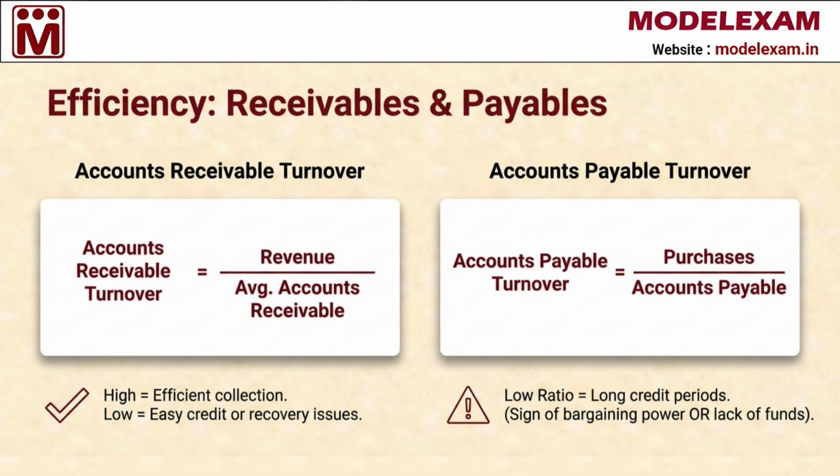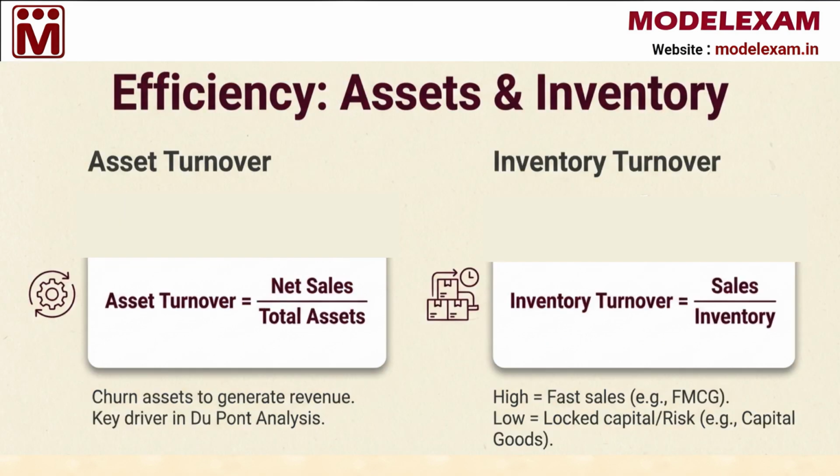Then we have accounts payable turnover, which is purchases divided by accounts payable. A low ratio here implies long credit periods. This could be a sign of bargaining power, or it could be a sign that the company lacks funds to pay suppliers. We also look at efficiency regarding assets and inventory.